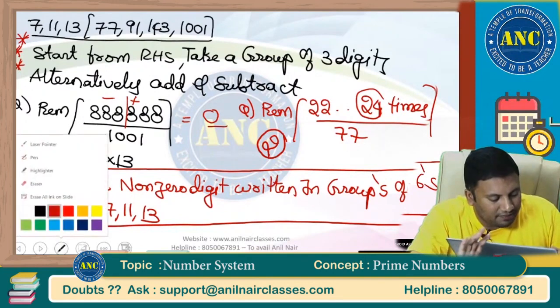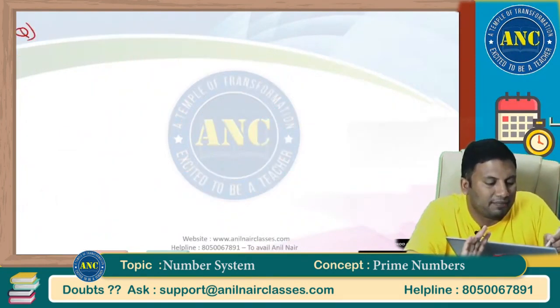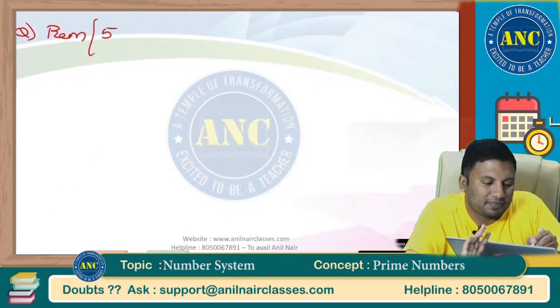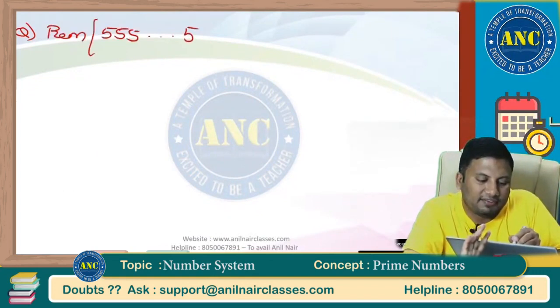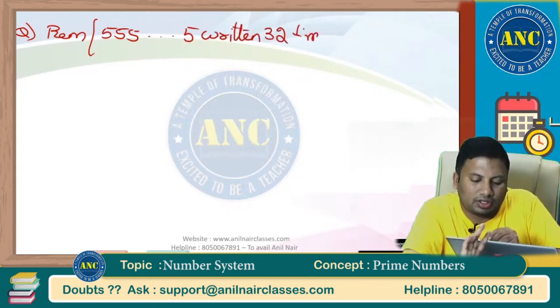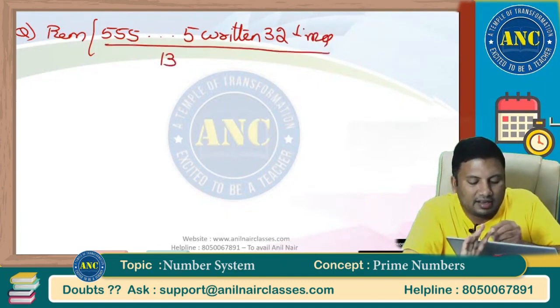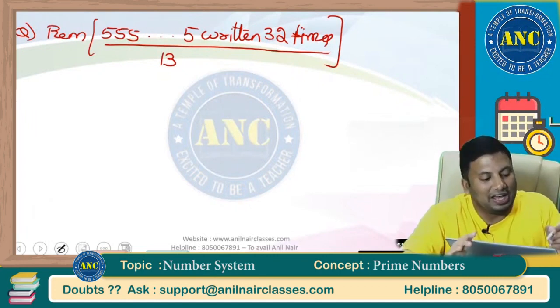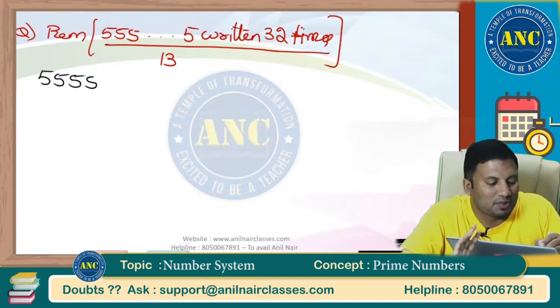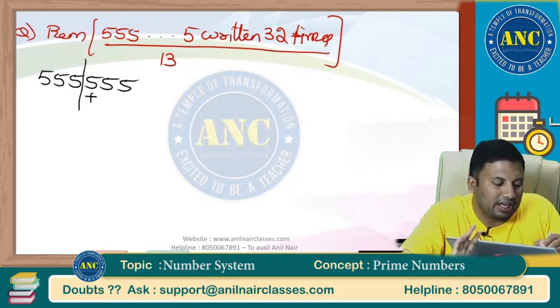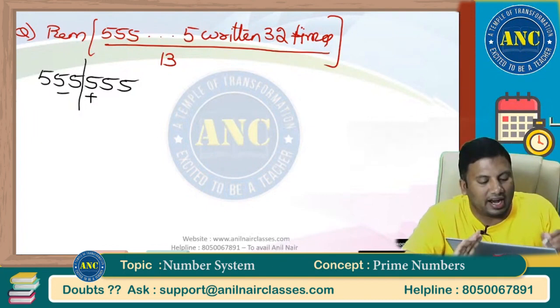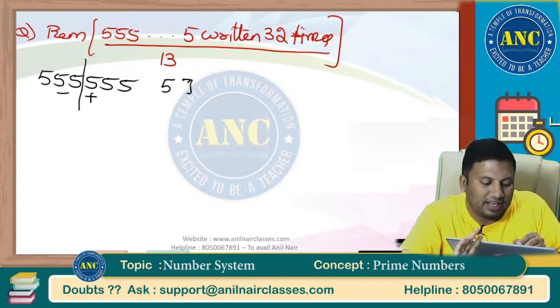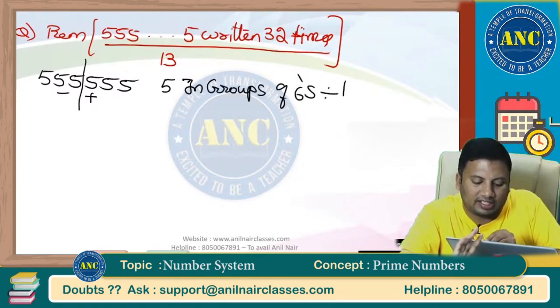Few more examples. Listen carefully. 5 is written 32 times, divided by 13. Now see here. If 5 is written 6 times, take a group of 3 digits, alternatively add and subtract. That means 5 in groups of 6 is always divisible by 13.